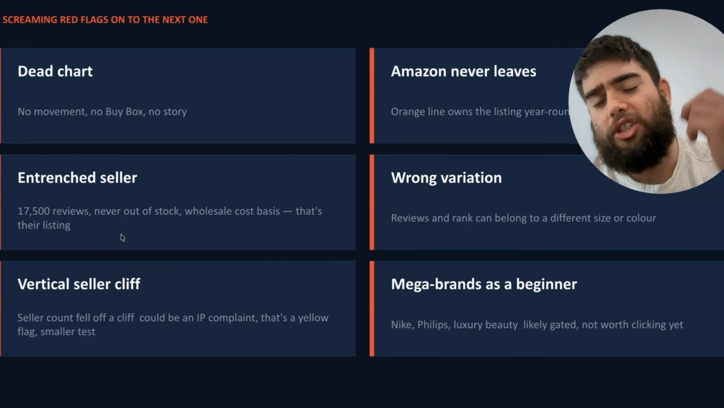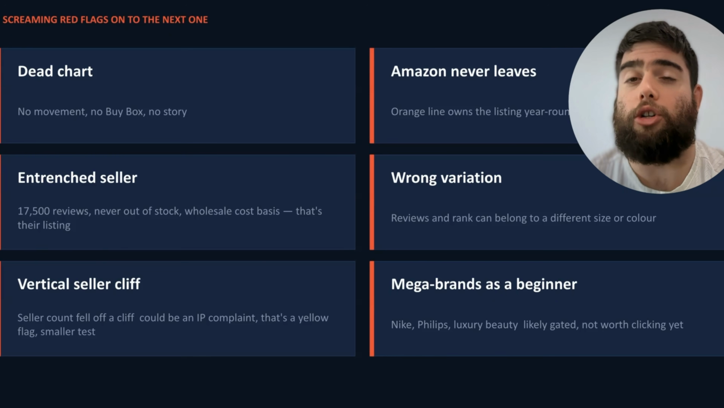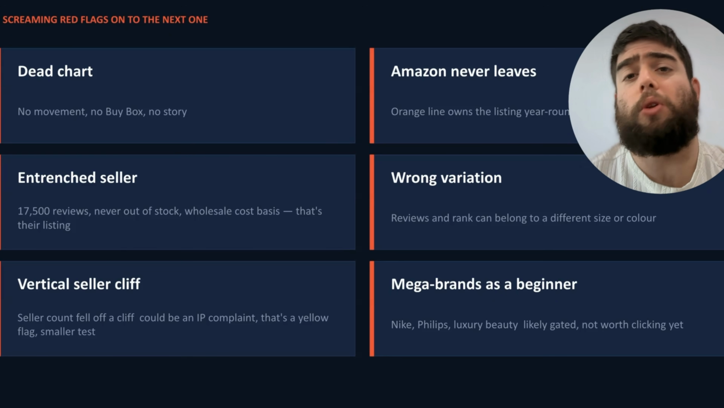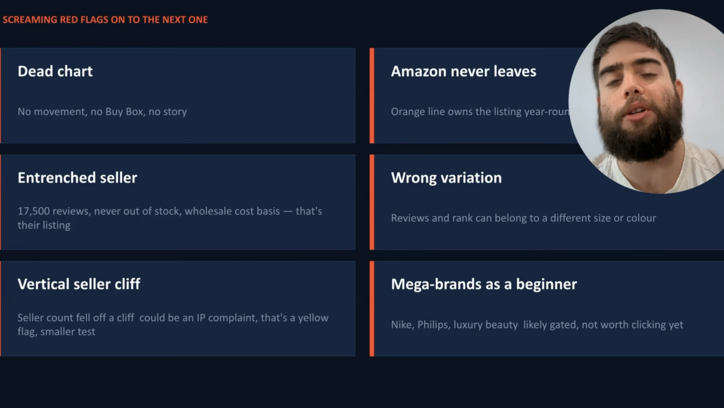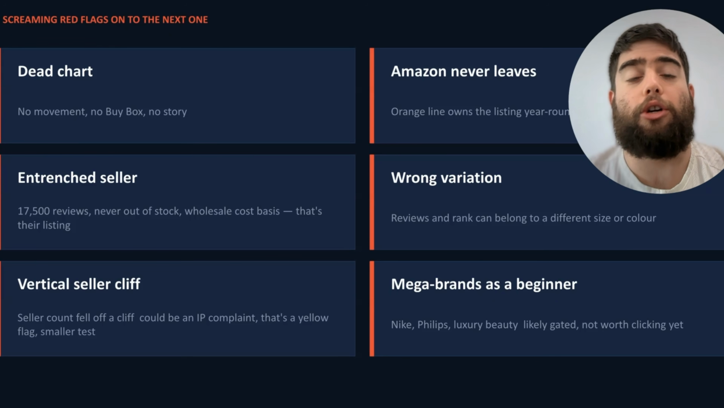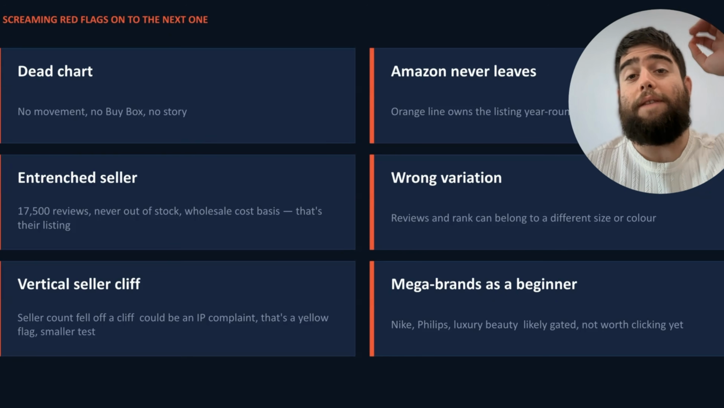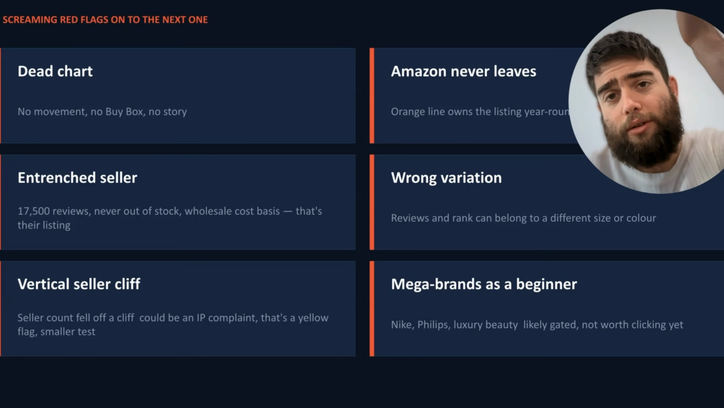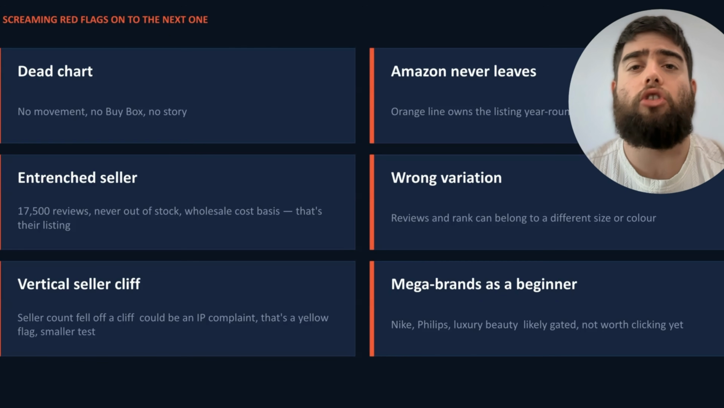If you have an entrenched seller, I'm not talking about the seller with 100 reviews or 200 reviews. I'm talking about 17,000 review type of seller. That guy's carrying so much inventory, it would make you cry. So don't compete with these people. You're never going to get the buy box. If you see a vertical blue line, right, the last chart at the bottom that I showed, if it goes 90 degrees down, don't sell on that.